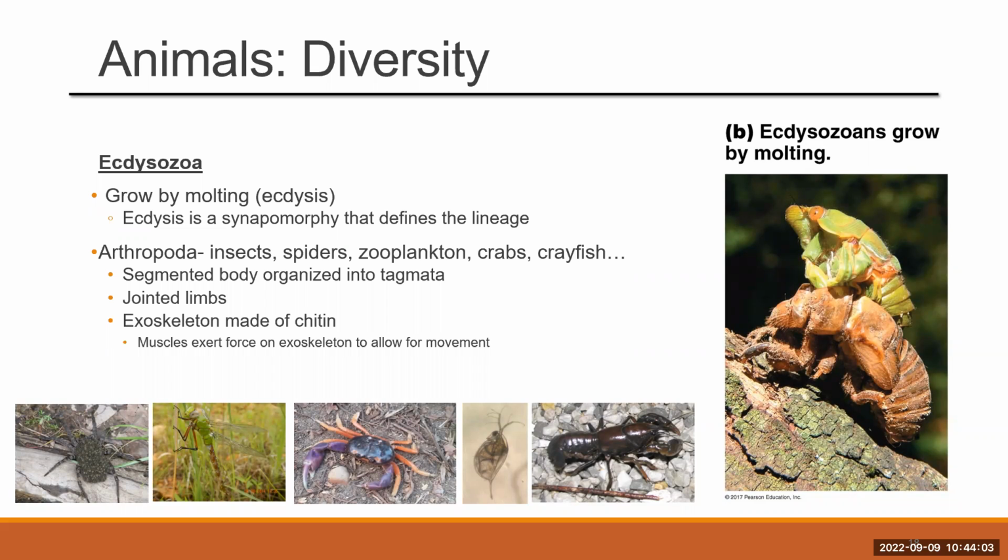And then there's some more examples down here. So like spiders, and we got a dragonfly. This is a little zooplankton thing. I think it's called Daphnia. But that's what that is. And then lobsters and a lovely cicada over here, which we're all very familiar with.